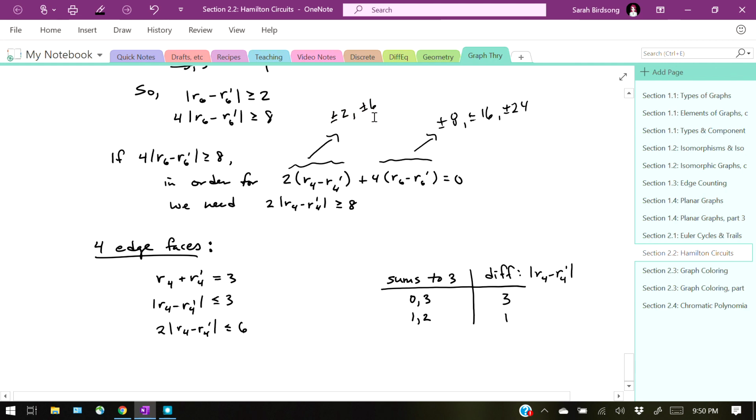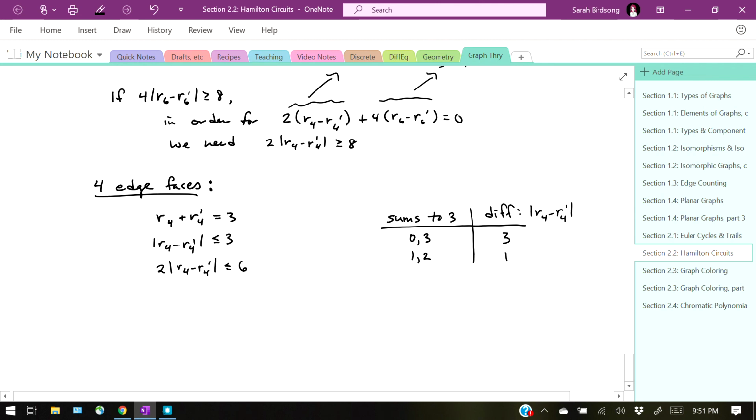Do any of these guys match up? Because if even one of them matches up, so like if one of these numbers matches up with one of these numbers to equal 0, that would be how we would solve for the R4, R4 prime, R6, R6 prime. But as I'm sure you guys have already noticed, none of these numbers match up at all. So what is our conclusion? Because we needed 2 times the absolute value of the differences of the R4s to be bigger than 8, and in fact it's less than 6, those guys are incompatible, which means here's our conclusion.